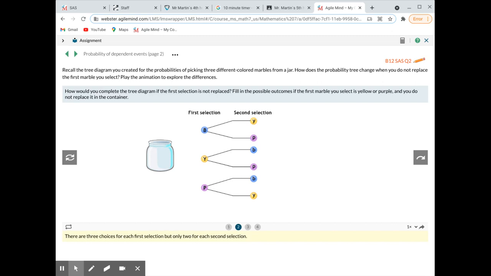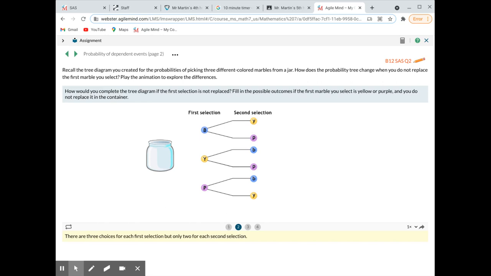All right, I said if you pick yellow out of the jar the first time and you do not replace yellow, what are the only possible outcomes that you could get the second time out of the jar? Blue and purple. Great job. All right, Satari, if you picked purple the first time, what are the only possible outcomes that you could get the second time? Blue and yellow. Great job. All right, so there's 3 choices for each first selection, but there's how many for each second selection?